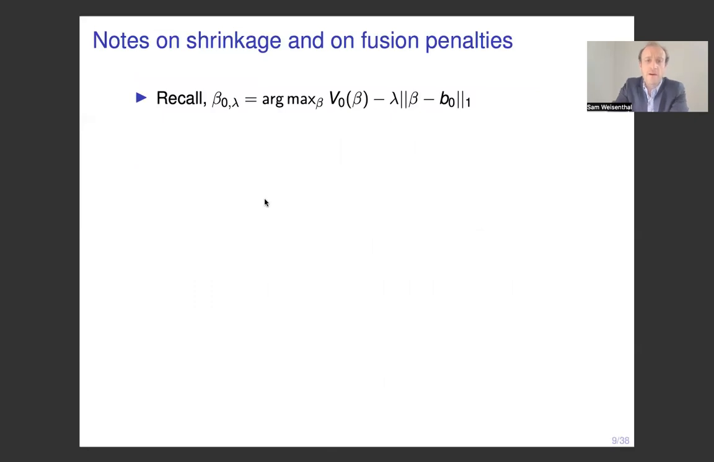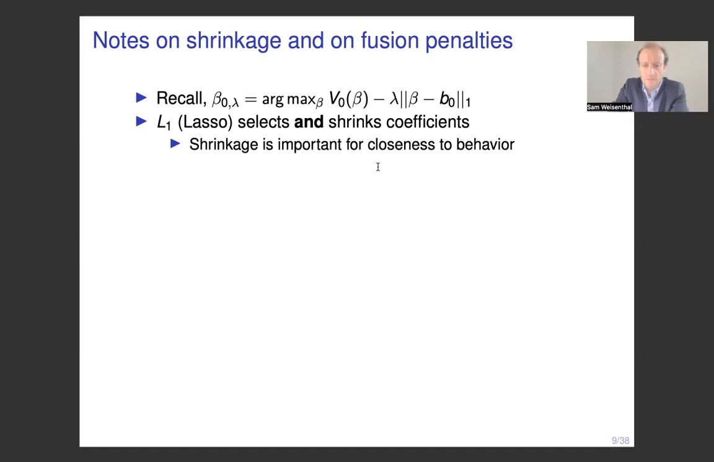So just a few notes on shrinkage caused by the L1 penalty and a few notes on fusion penalties more directly and how they relate to what we're doing here. Recall that this is our objective function to maximize expected reward and stay close to some behavioral policy. Note that the L1 penalty here, which is the lasso, both selects and shrinks coefficients. Generally the shrinkage of the lasso is considered a drawback because it biases the estimates of the parameters. But in our case, shrinkage is important for closeness to behavior.